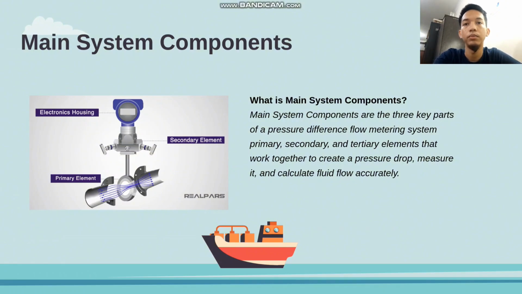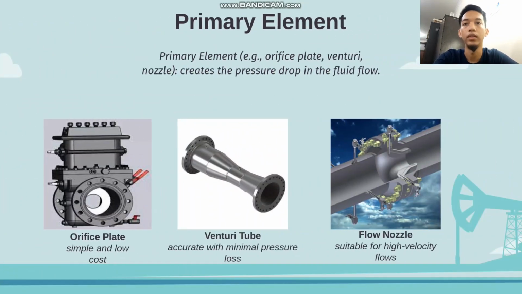The tertiary element processes the signal from the secondary element. It calculates the actual flow rate and sends the data for monitoring or control. All these components must work well together to ensure precise flow measurement in industrial processes. And now let's focus on the primary element of the system.